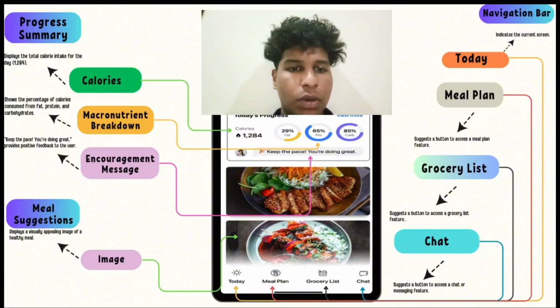Okay, let's get into the interface of the screen on this app. So there are key elements. There is today's progress. The navigation bar indicates the current screen. Okay, meal plan.